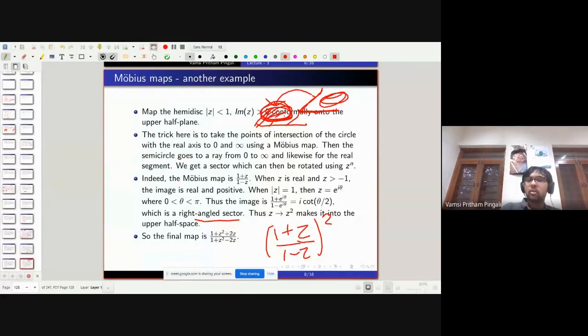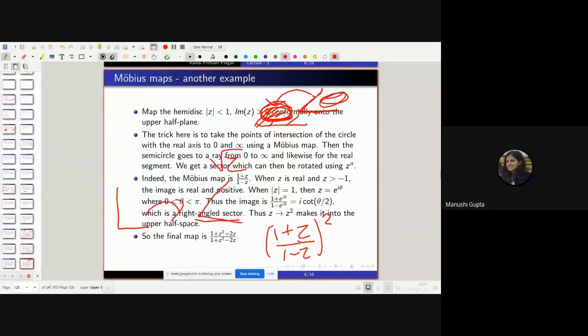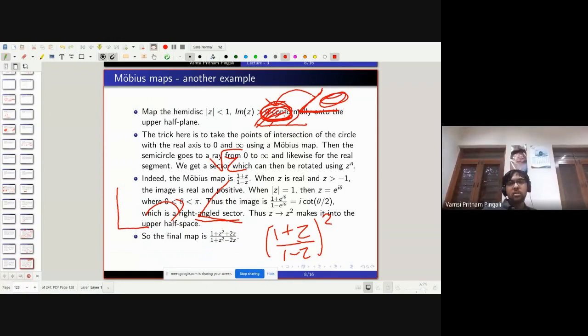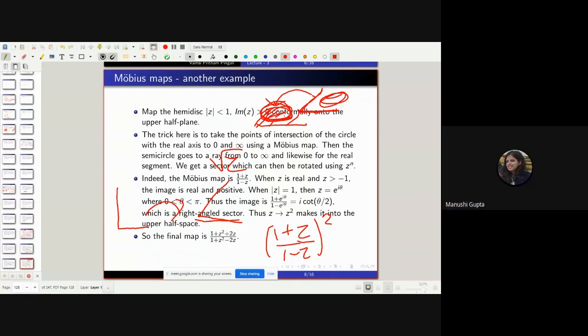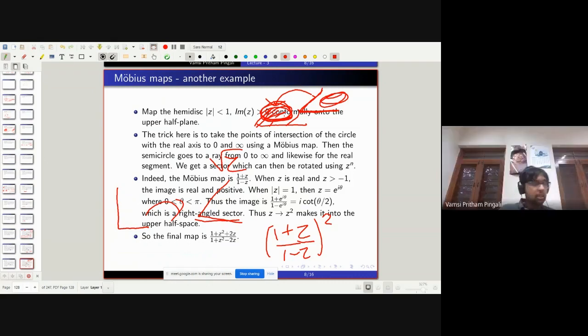Not a Mobius map, but once you get a right angle sector, suppose you want to make it an acute angle, just take the square root. Oh yes, right, for instance. Yes, okay, I got it. Thank you. You're welcome. Any other questions?